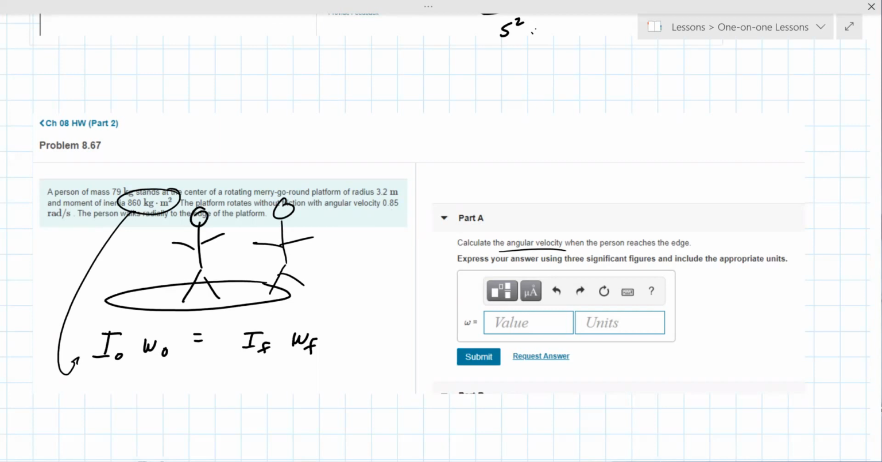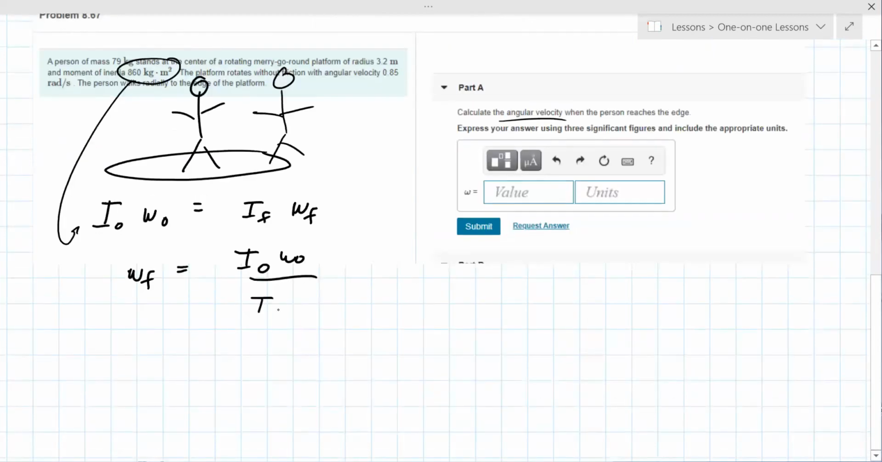Now I'm just looking through what else we got. So the omega final, W final, is I initial W initial over I final. So I initial is the 860. And the omega initial is the 0.85, that's given in the problem.